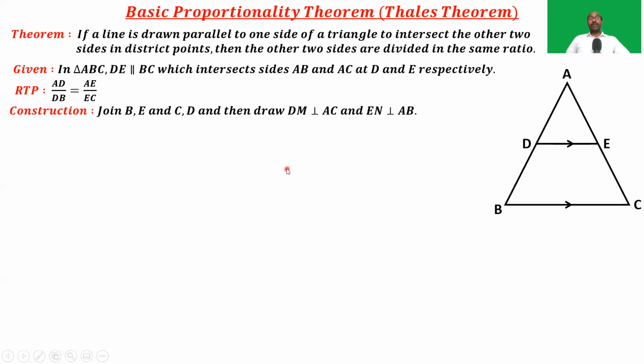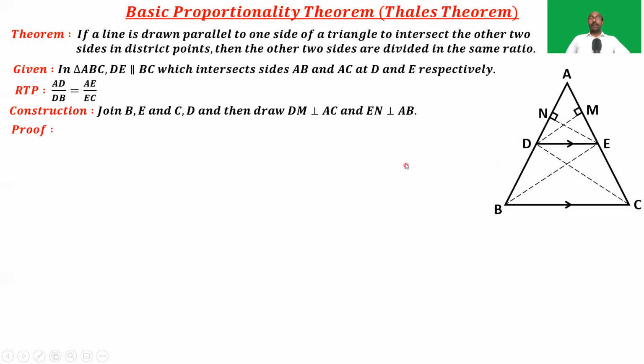So to prove this, we have to make a construction here. Join B, E and C, D like this, and then draw DM perpendicular to AC and EN perpendicular to AB like this. So let's prove the theorem.